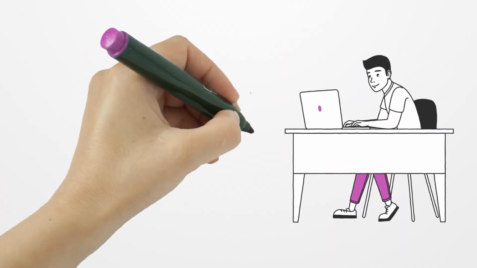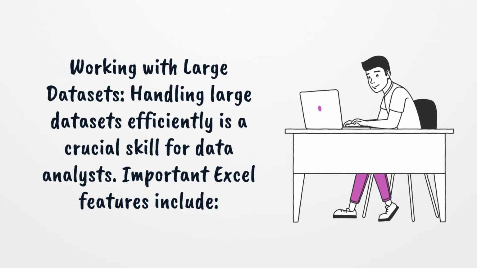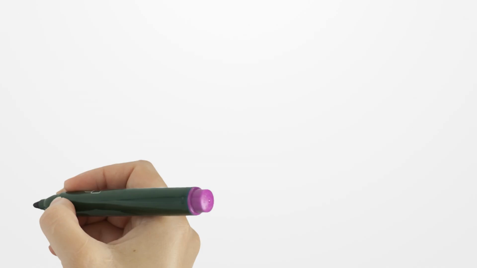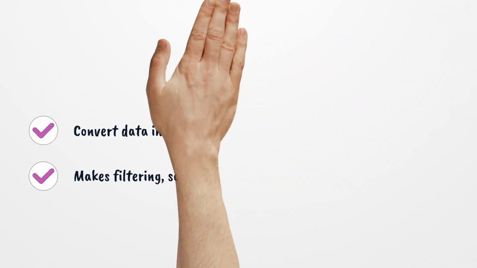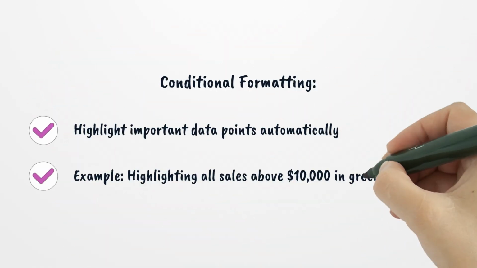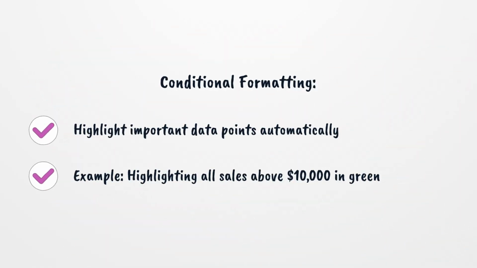Working with large datasets. Handling large datasets efficiently is a crucial skill for data analysts. Important Excel features include using tables. Convert data into a structured Excel table, Ctrl+T. This makes filtering, sorting, and calculations easier. Conditional formatting: highlight important data points automatically. Example, highlighting all sales above $10,000 in green.